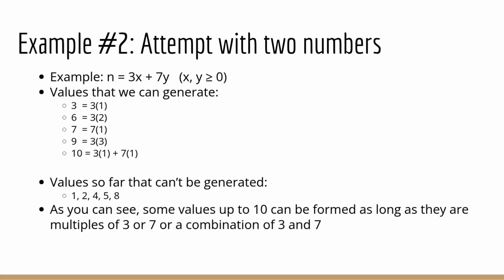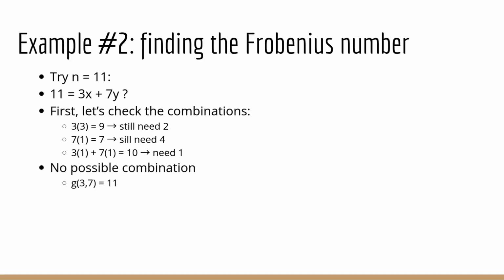So for our next problem, we're going to generate values using combinations of 3 and 7 only. So you can see that we can get numbers like 6, 7, 9, and 10 using this combination, but we miss out on numbers like 1, 2, 4, 5, and 8. So let's jump to the value 11.